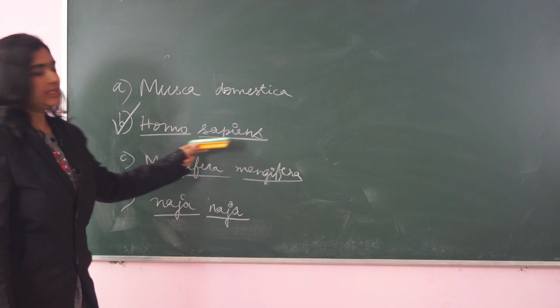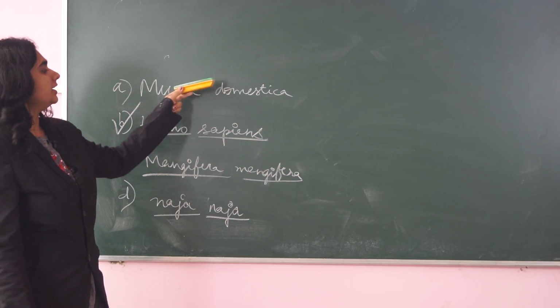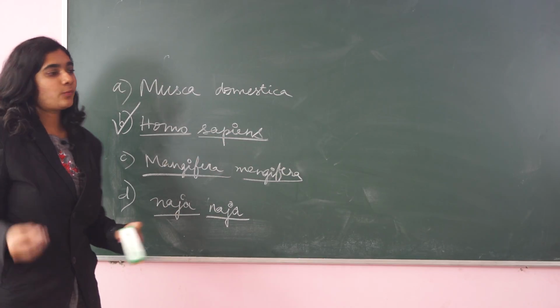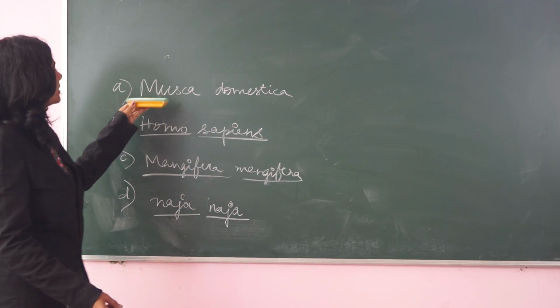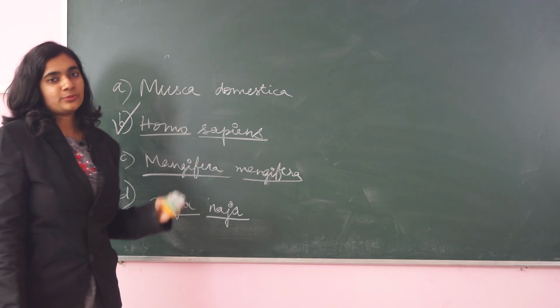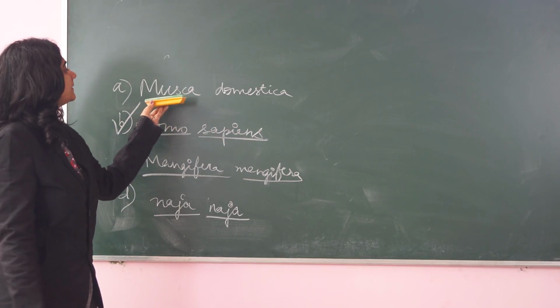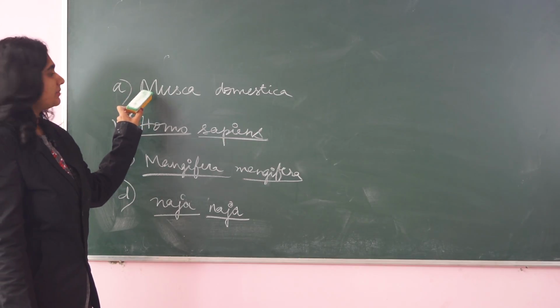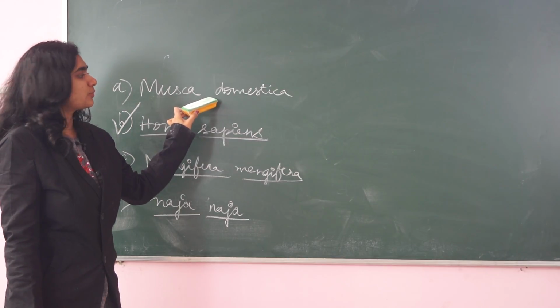Okay, Homo sapiens, that is us. Only this has been represented correctly in the four options that I've given you. Let's discuss why this is the right one and these are not. Musca domestica, as you may remember from my previous class, is the housefly. The name is correct. Musca begins with a capital M, the generic name. The domestica, which is the species name, begins with a small letter.